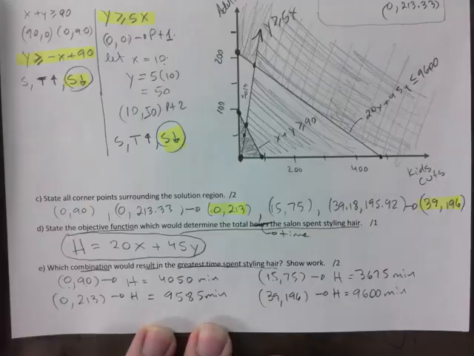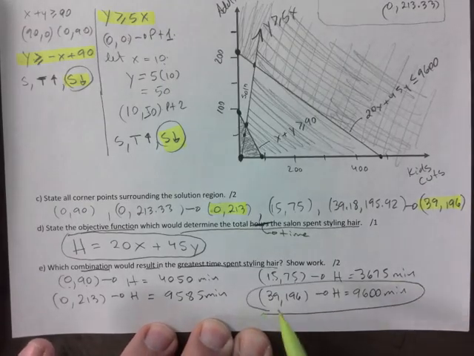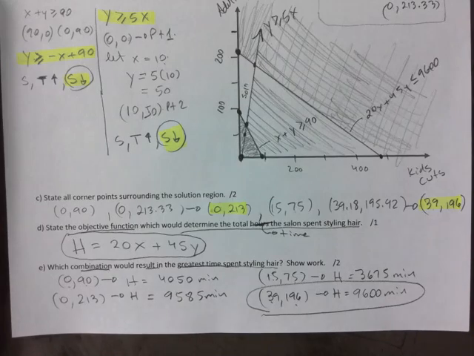So in this case, which one maximizes? This one right here. Cutting 39 kids' haircuts and 196 adult haircuts will maximize the amount of time spent. Okay?